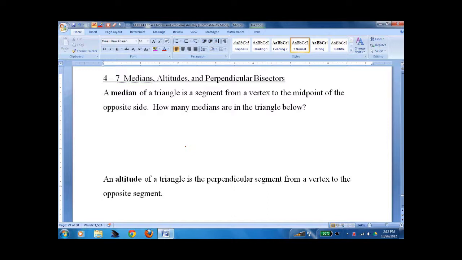Lesson 4.7, medians, altitudes, and perpendicular bisectors. It's a lot going on here, so I'm going to keep it short, not going into too much detail. You need to play with these to figure out what's going on.